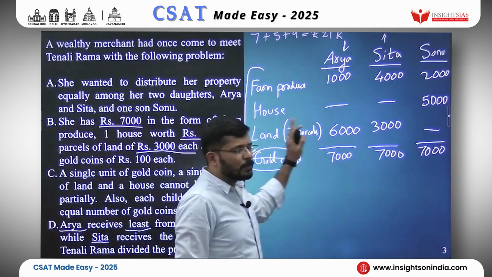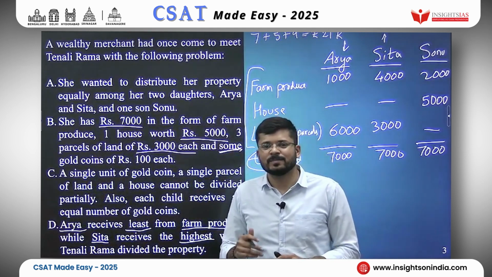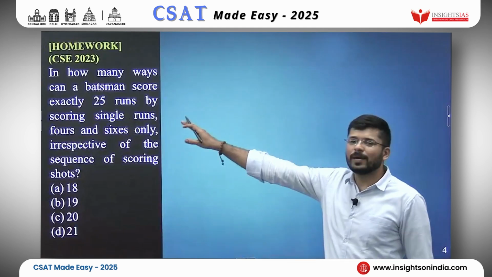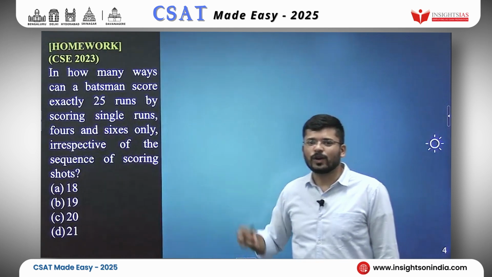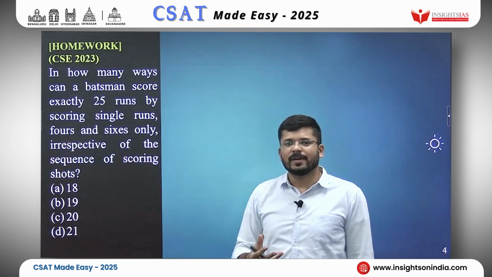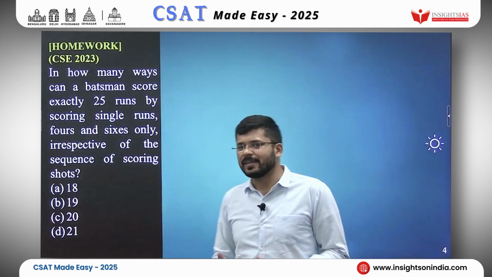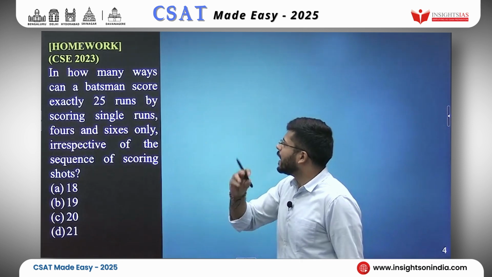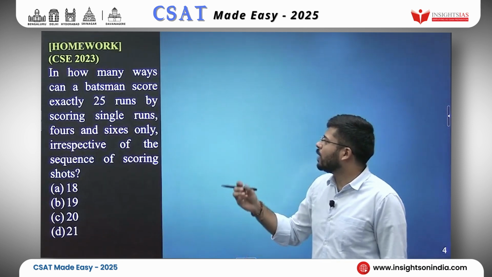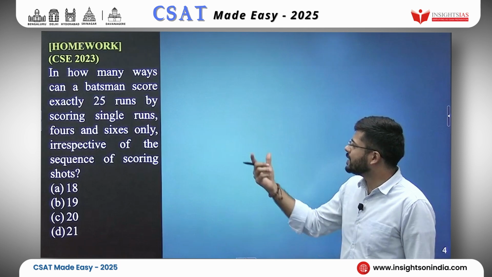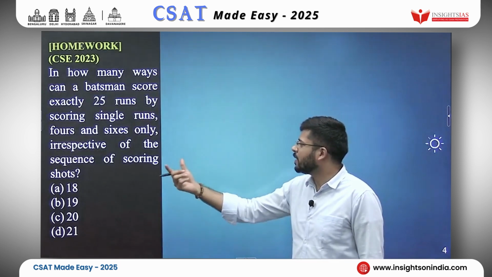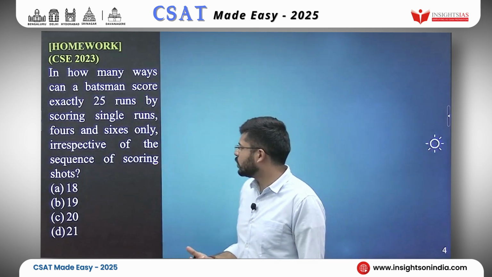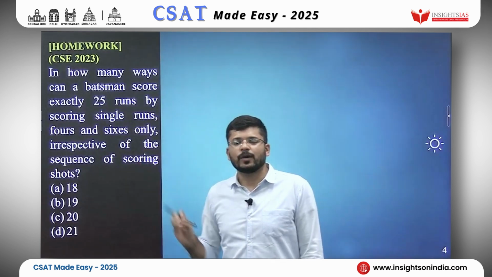Okay. If you understood this math based question, now you will be able to easily answer this homework question, which is based on the same concept of math based reasoning. So what is the question? In how many ways can a batsman score exactly 25 runs by scoring single runs, fours and sixes only, irrespective of the sequence of scoring shots? What is the question telling us?